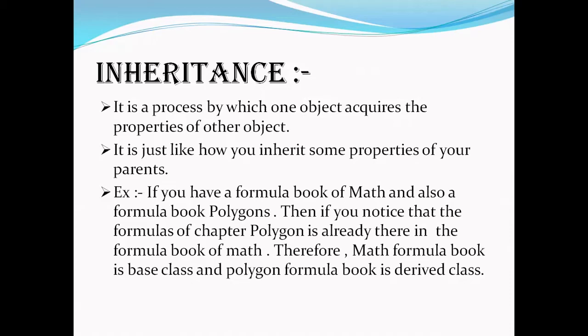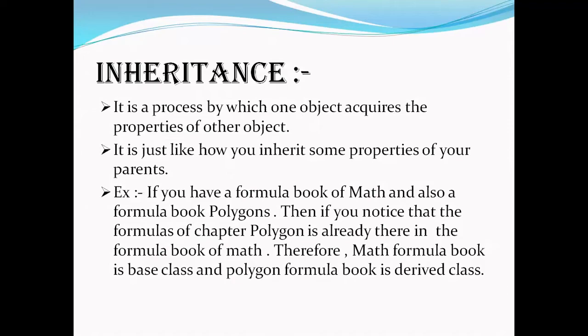Okay. Now let us understand with one more example. Suppose you went to a market and bought a maths formula book and also a polygons formula book. You will see that the formulas in the maths formula book are also there in the polygons book. So what is that? The polygons formulas are extracted from the math formula book and made into a new book. They are inheriting the properties. So the math formula book is the base class and the polygons formula book is the derived class. This is so easy.